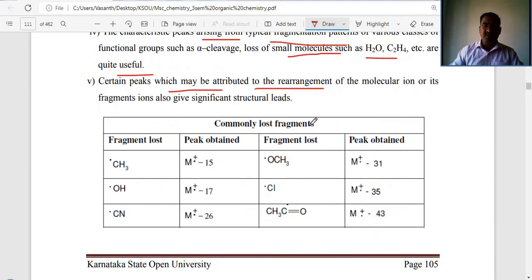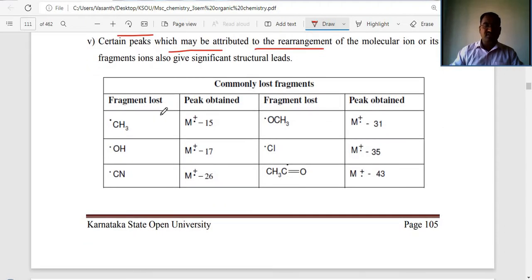Consider the commonly lost fragments. A fragment lost here is CH3, so the peak obtained is 15: carbon 12 plus hydrogen 3. OH is oxygen 16 plus hydrogen 1, totally 17. CN is carbon 12 plus nitrogen 14.